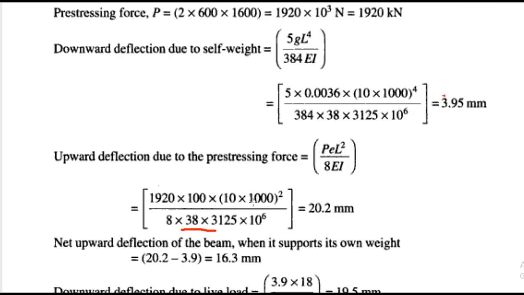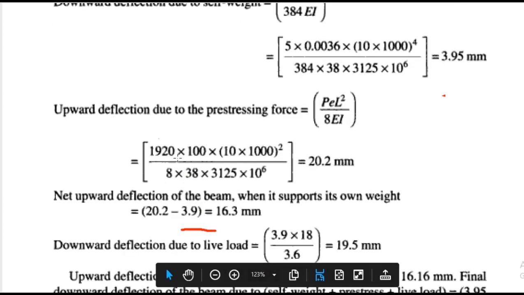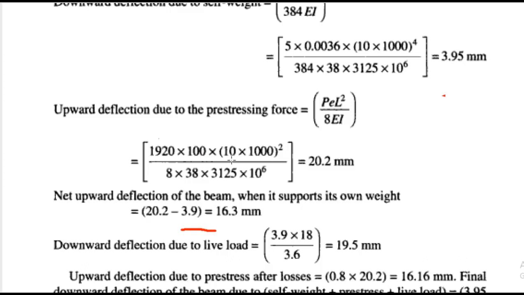For the upward deflection, the pre-stressing force is 1920, eccentricity is 100 mm, and L^2 is the span of 10 meters, that is (10 × 1000)^2, divided by 8 × E × I, where E is the modulus of elasticity of the concrete and I is the second moment of area of the cross section. By substituting this, we get the upward deflection of the beam due to pre-stressing force equal to 20.2 mm. The 3.95 mm deflection is downward because of the self-weight of the beam, while the upward deflection of 20.2 mm comes in this parabolic shape because of the pre-stressing force generated in the pre-stressed concrete beam.